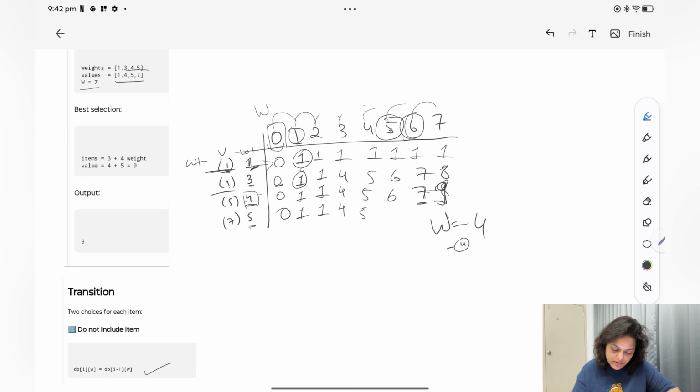Now for 5, you have taken 1, 5. So now 0 is remaining. So for 0, it is 0 only. Because you took 5, so the value is 7. So either you take 7 or 6, whatever is maximum. 7 is maximum, so 7 will come here.